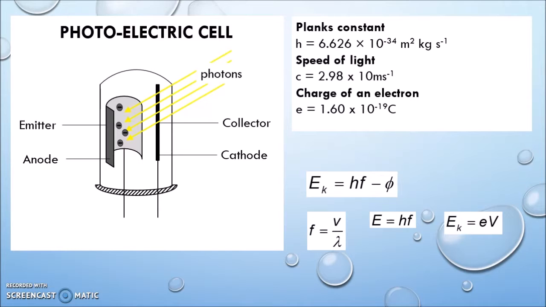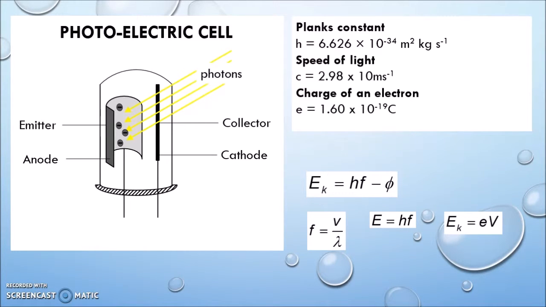So the light photons hit the emitter surface, the inside of this surface, and when they hit the surface, they cause electrons to be pushed off or to be emitted. This emitter is a concave shape, so the electrons, when they're pushed off, are directed towards the collector.